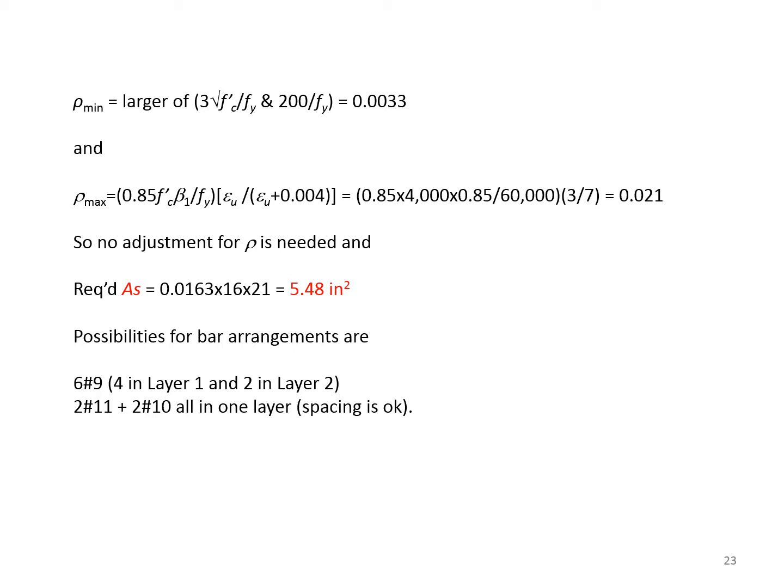There are several possibilities for bar arrangement. We can use 6 number 9, 4 in layer 1 and 2 in layer 2. We can use 2 number 11 plus 2 number 10 all in one layer. And we can check the spacing, is this okay? And of course, the preference usually is to use everything in one layer to get the maximum possible value for d. So let's use this one. Therefore, the available steel based on this design is 5.66 square inches.